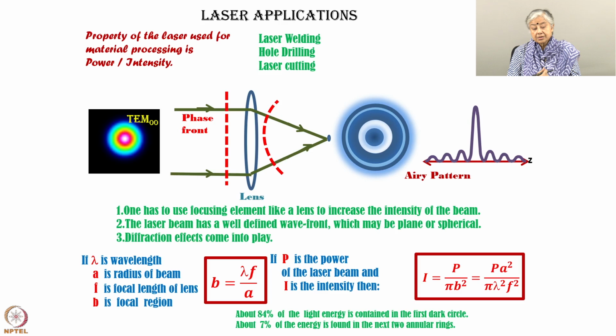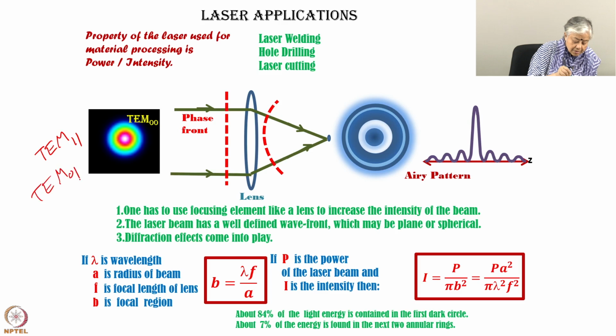If you remember the modes, there is TEM11 mode, there is TEM01 mode, TEM22 mode, TEM20 mode, and all such. And none of them, only this TEM00 mode has a perfect circular structure. And the intensity profile is a Gaussian profile, with the center having the maximum and it falls out at the two wings.